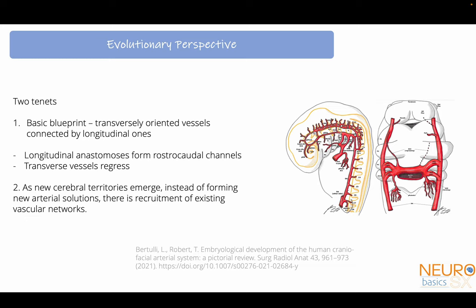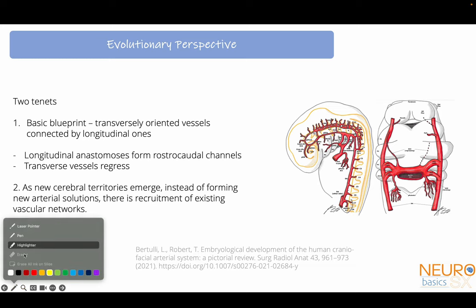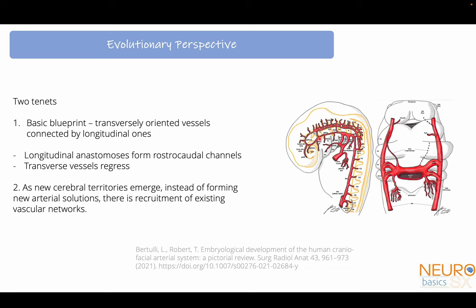So there are a bunch of transversely oriented vessels like these, and then they get connected by longitudinal ones, which form channels, and those form the main arteries. These longitudinal anastomoses will form rostrocaudal channels, and these transverse vessels will end up regressing. The second tenet is, as more and more cerebral territories emerge, instead of forming newer arteries, there's going to be a recruitment of the existing vascular networks only.